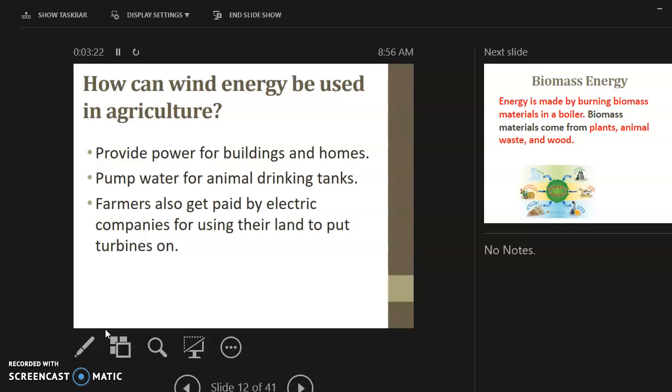Farmers can get paid by electric companies by using their land to put turbines on. You can do that with solar energy as well. A farmer can put them on their farm. Like if you have a goat pasture, you can put them out there in your goat pasture and get money from the electric company for them.